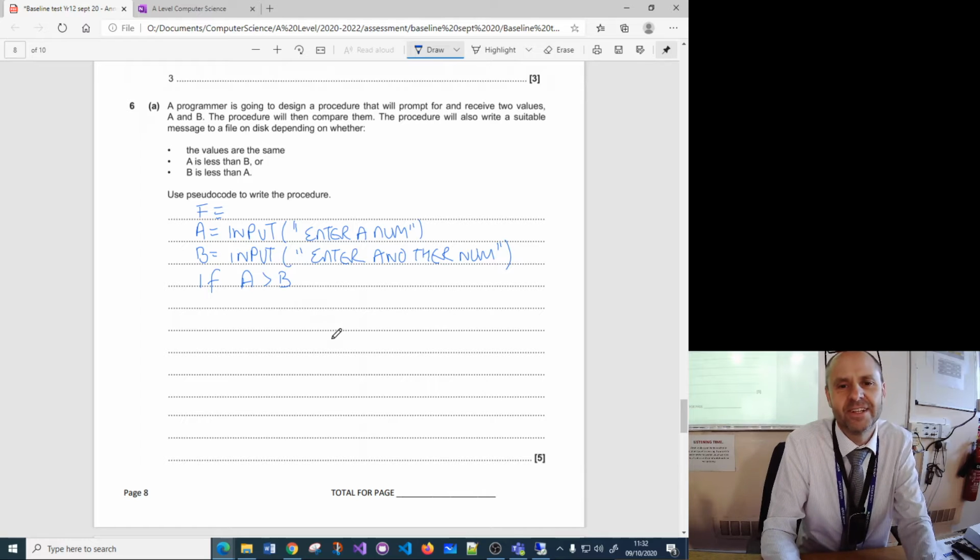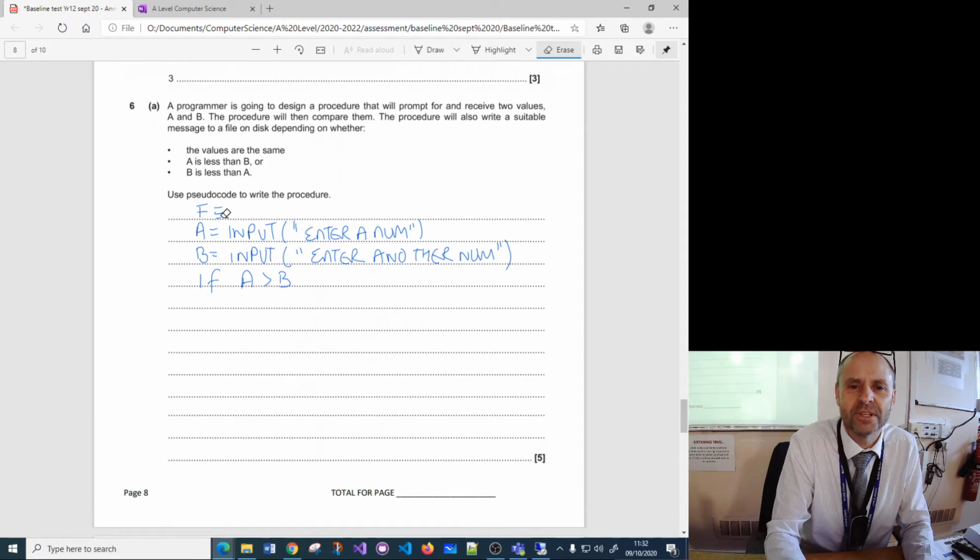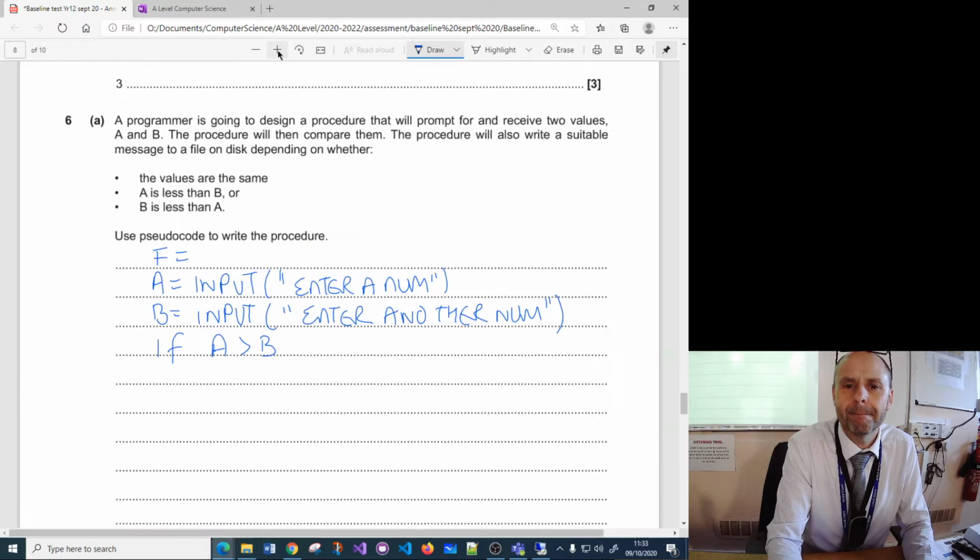Whoops. Oh, I can't do undo on this. It's a stupid thing. Oh, the rubber's terrible. Let me zoom that in a bit.